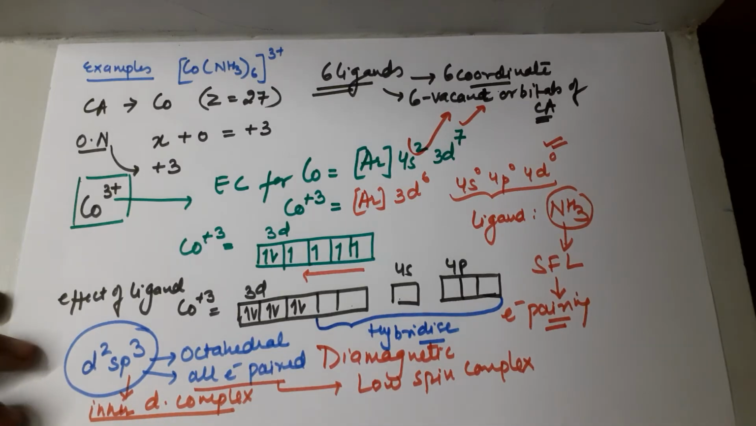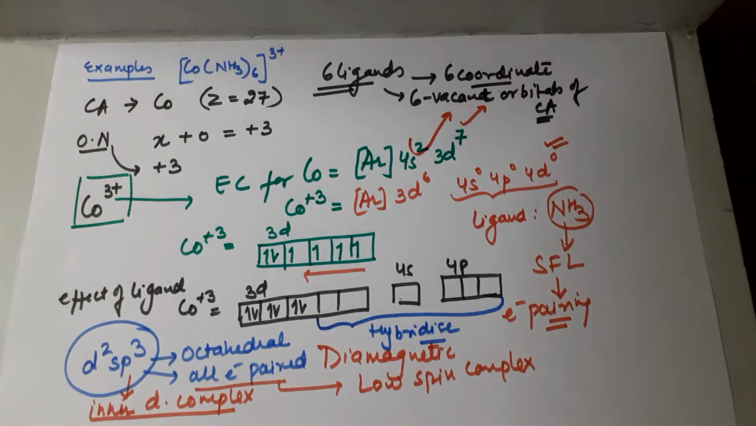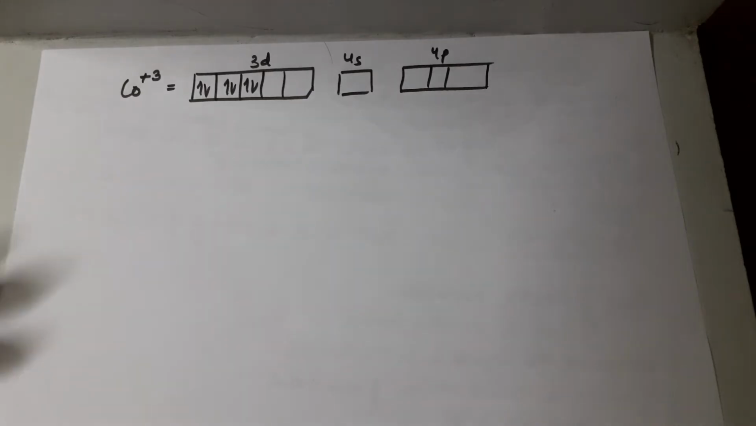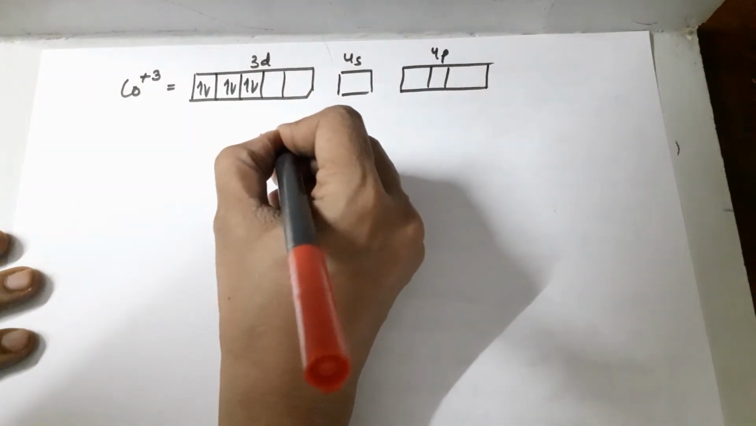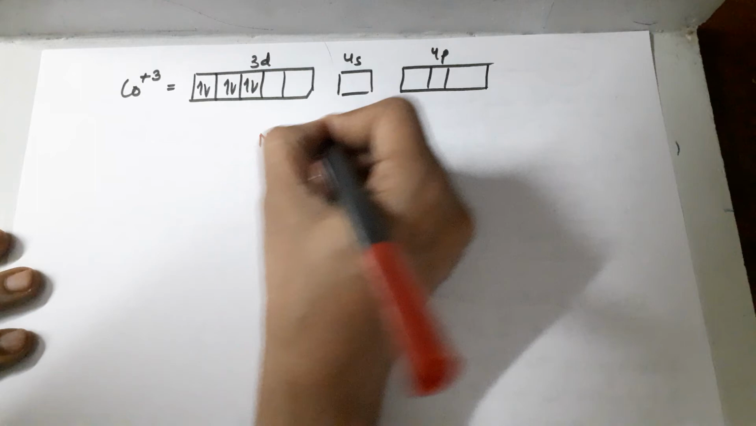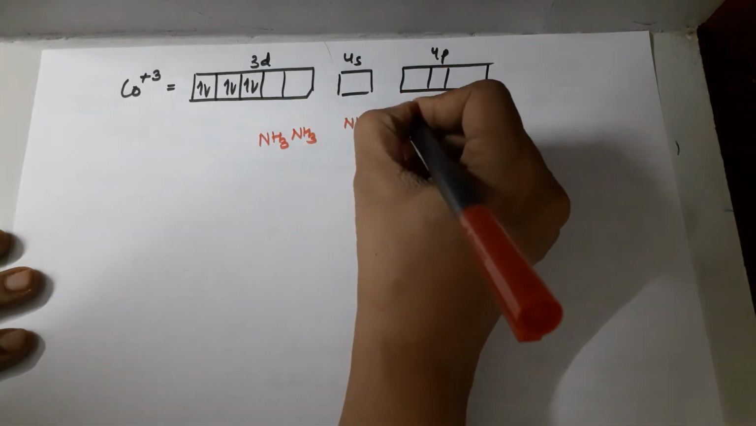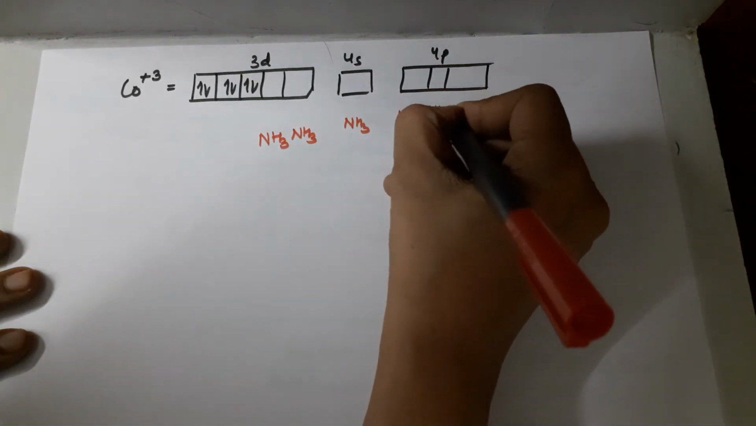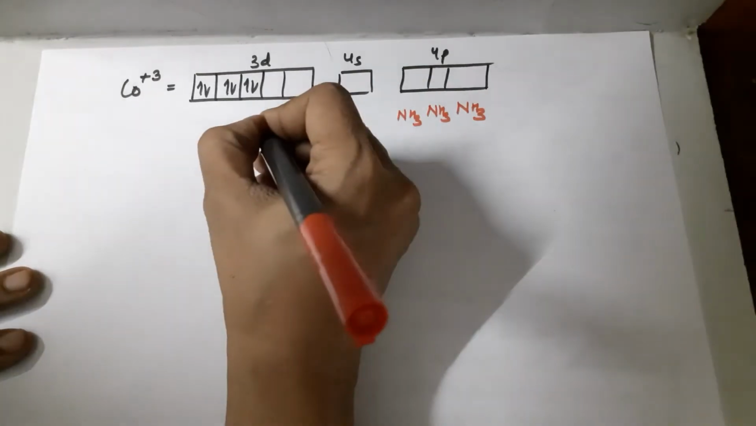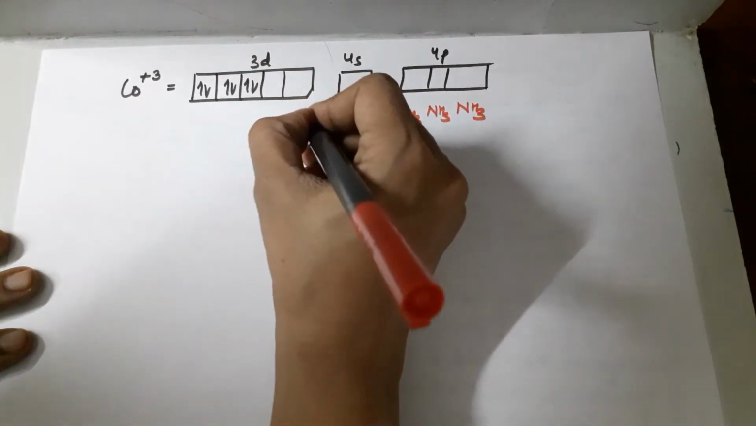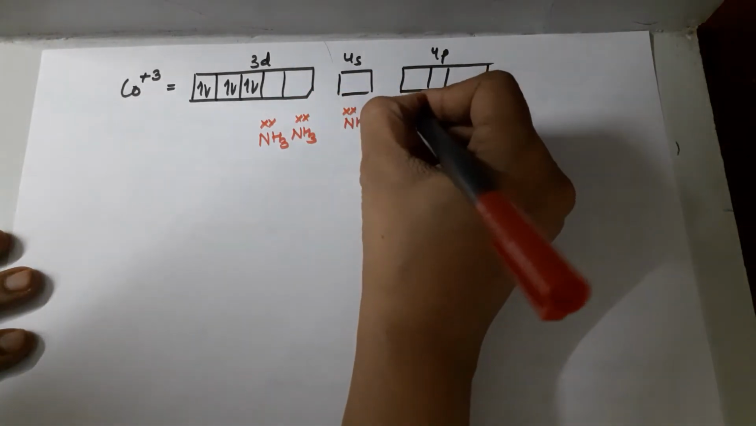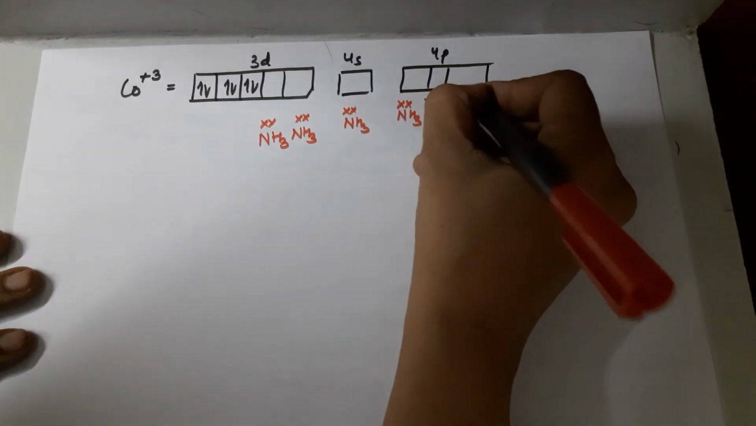Have I made myself clear? Now what we would do is show the bonding in this particular complex. To show the bonding, you need to write down the ligands. What are the ligands? Ammonia. How many ammonias do you have? 6. So these are your 6 ammonia molecules, or the ligands, with their lone pair, which is to be bonded coordinatingly with the central atom.